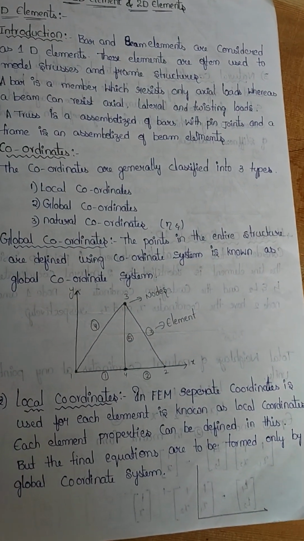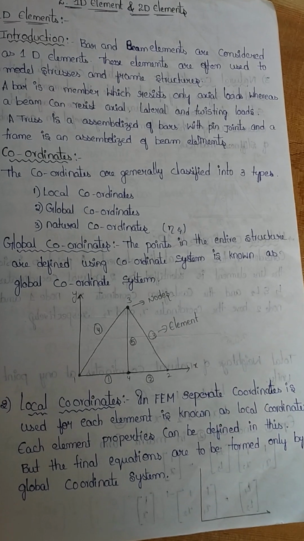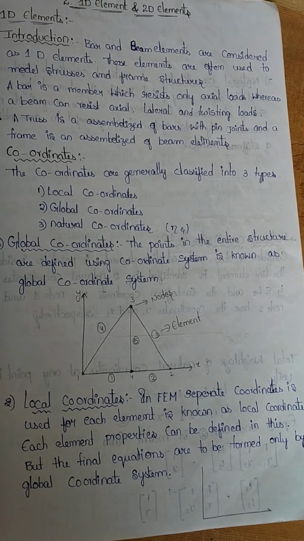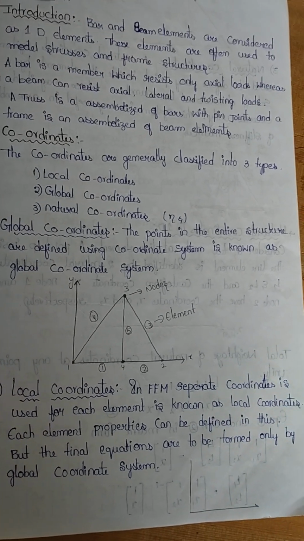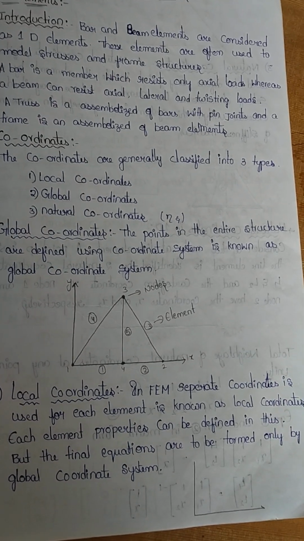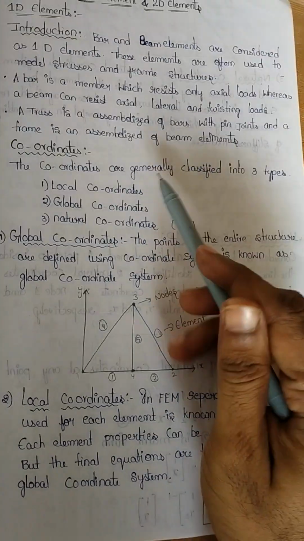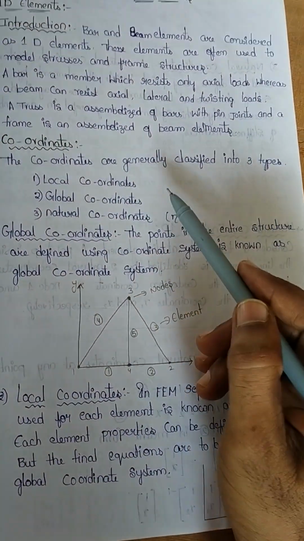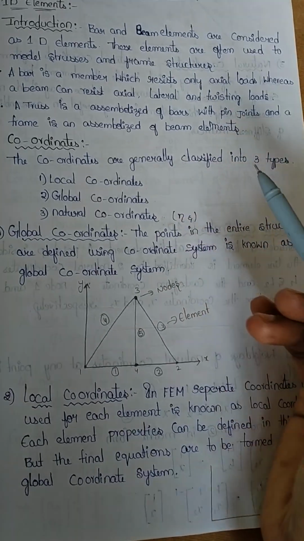Students, in this lecture we are going to discuss the two-dimensional elements. Before going to discuss the two-dimensional elements, let us go through the coordinate system, where the coordinate system plays an important role in the entire FEM. In this, the coordinate system is divided into three types. One is the local coordinates, another is global coordinates, another one is the natural coordinate system.